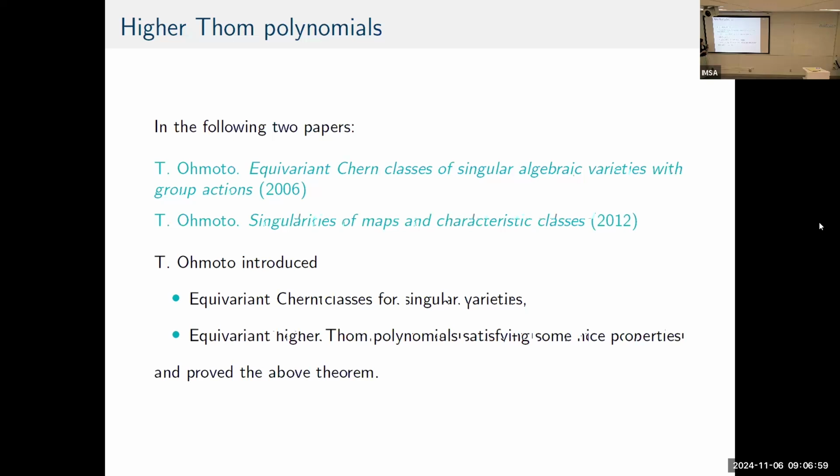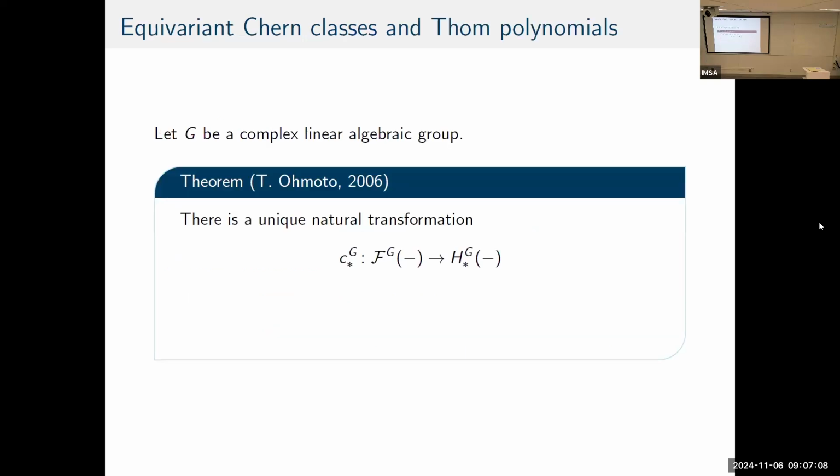So now I will not enter into technical details. I will discuss in a not very formal way. So we have the Macpherson transformation, and we have this also for the equivariant setting. This is Omoto's proof that we have a natural transformation from the equivariant constructible functions to equivariant homology, satisfying that if X is a nonsingular variety, we have the normalization property also.